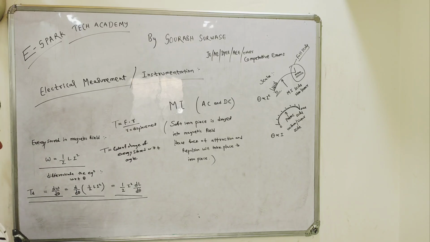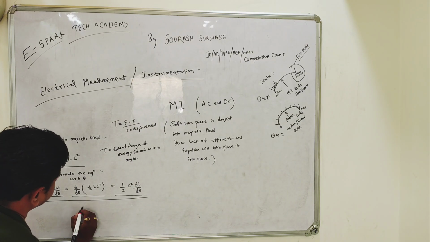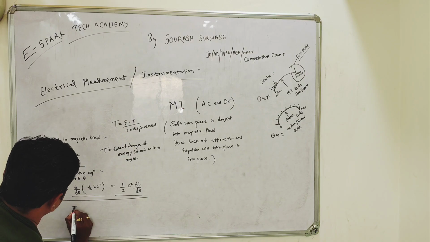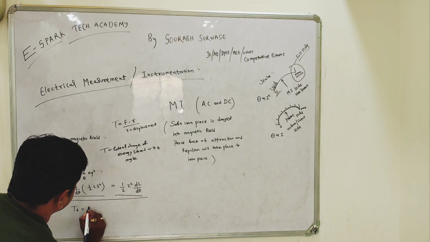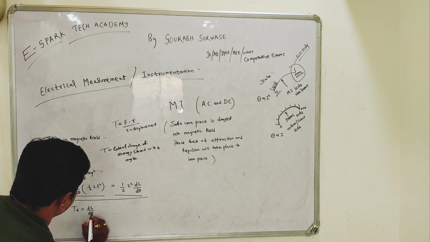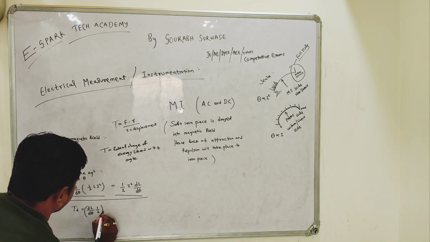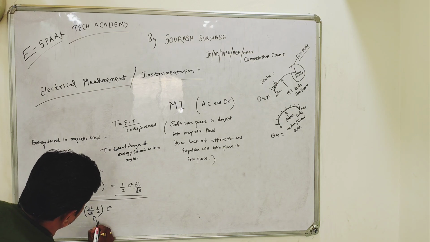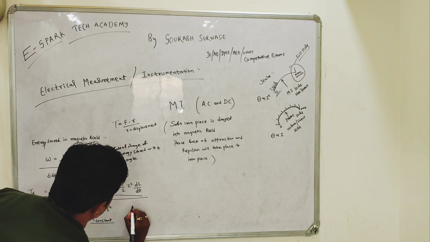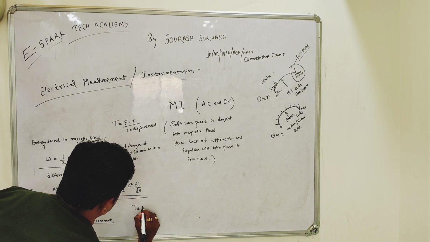Now what we have to do is just take this dL by d theta by 1 by 2 and I square. This term will be constant. This term will be constant, hence Td will be proportional to I square.